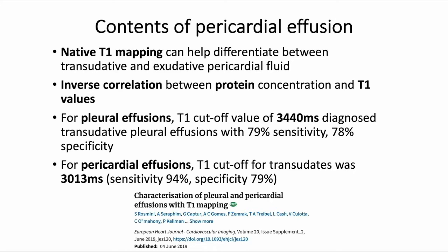There are cutoffs described for both pleural and pericardial effusions, which are different. In a pleural effusion, if the native T1 value is more than 3440 milliseconds, it is usually a transudative pleural effusion. If it is less than 3440 milliseconds, it can be exudative fluid. Similarly, for pericardial effusions, the cutoff value for transudate versus exudate is 3013 milliseconds.